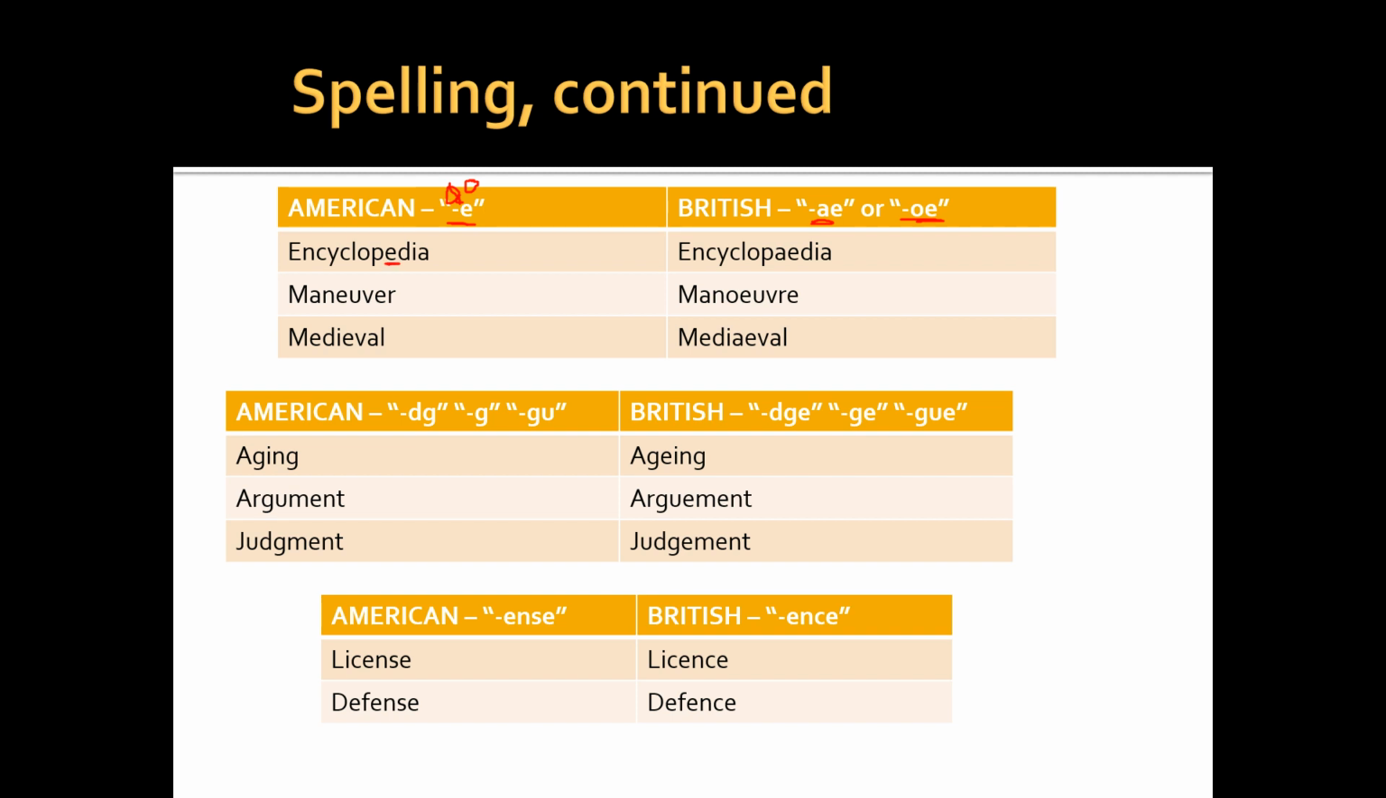Encyclopedia, with E here, or here, encyclopaedia, we are getting AE. For the next one, maneuver, with E. Or here, manoeuvre, see, there's an O in front of it.